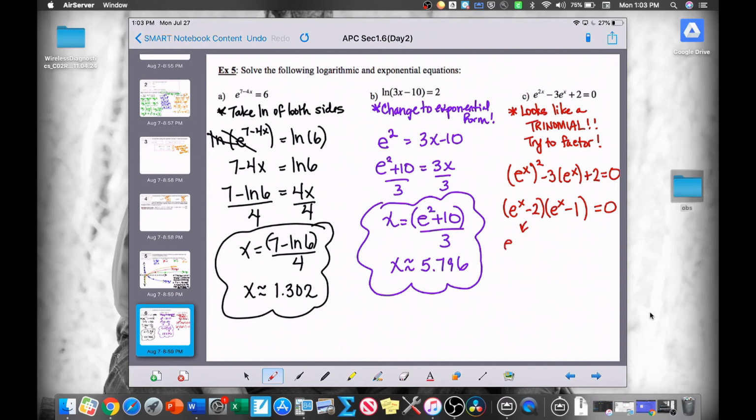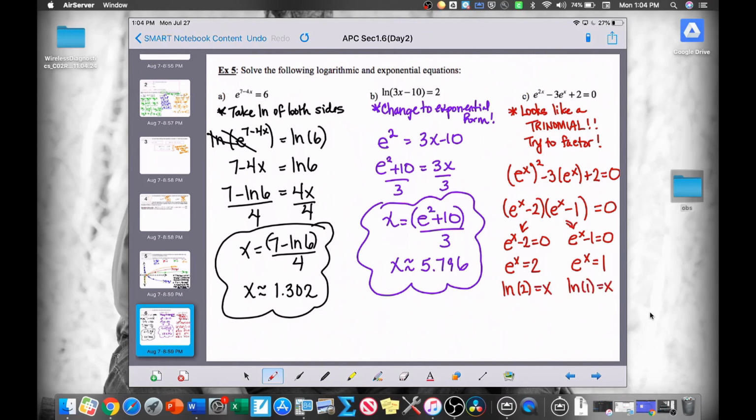So I say, well, e to the x minus 2 is equal to 0, and e to the x minus 1 is equal to 0. So this one gives me e to the x equals 2, and this one gives me e to the x equals 1. If I want to know what x is equal to, I have to change to log form. And since my base is e, it makes sense to change to natural log. So in this case, natural log of 2 will equal x, and in this case, natural log of 1 will equal x.